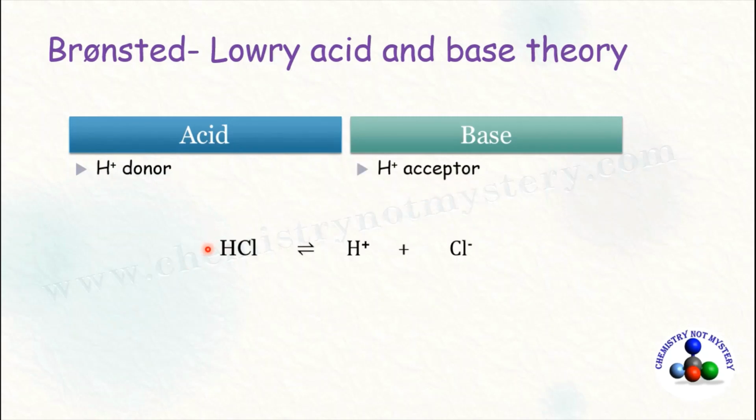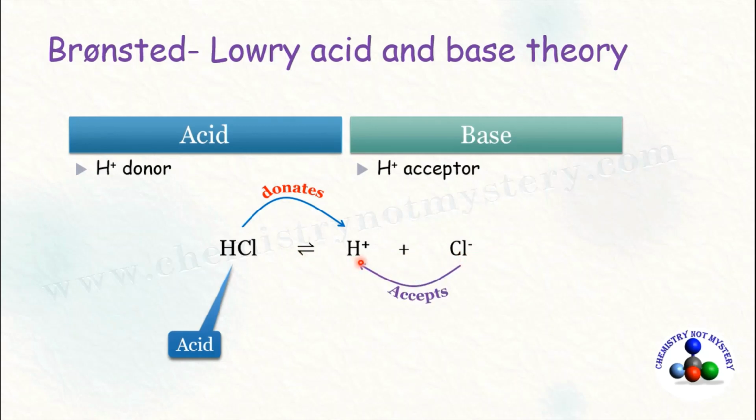For example, HCl. When HCl dissociates, it gives H plus ions and Cl negative ion. Here HCl donates H plus. As it donates H plus, according to Bronsted Lowry theory, HCl is an acid. When you study the same reaction in the backward direction, you will see Cl negative accepts H plus ion. As Cl negative is an H plus acceptor, it is a base according to Bronsted Lowry theory.